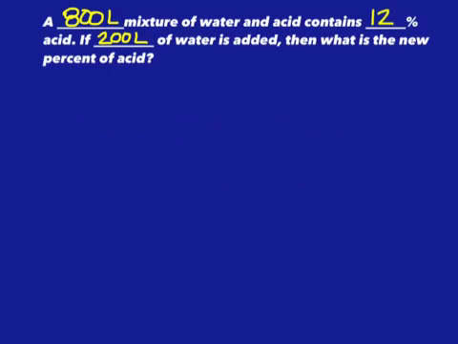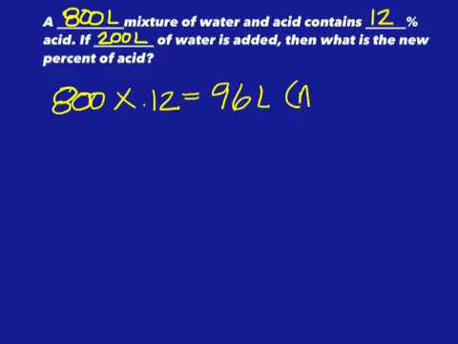Another example. An 800-liter mixture of water and acid contains 12% acid. If 200 liters of water is added, then what is the new percent of acid? You start with 800 liters of a total mixture, but 12% of it is acid, so you multiply it by 0.12 to find out how much acid you have. That would be 96 liters of acid.